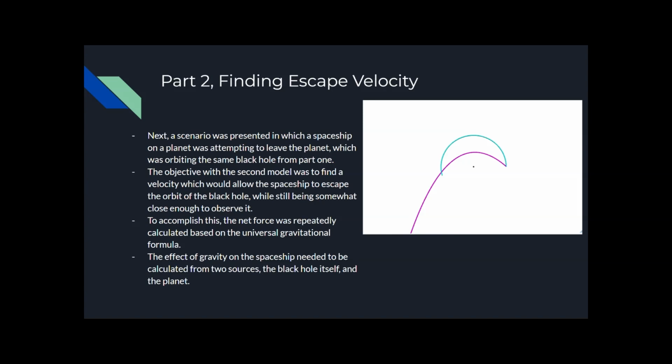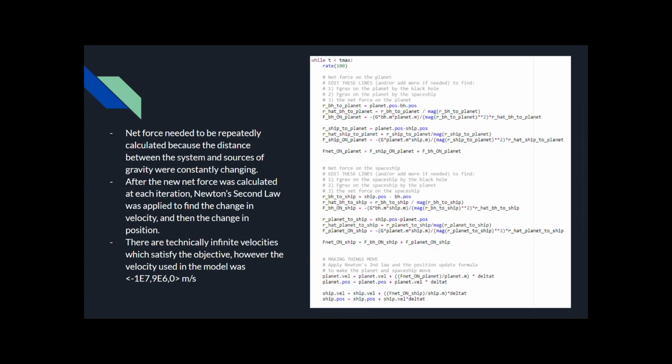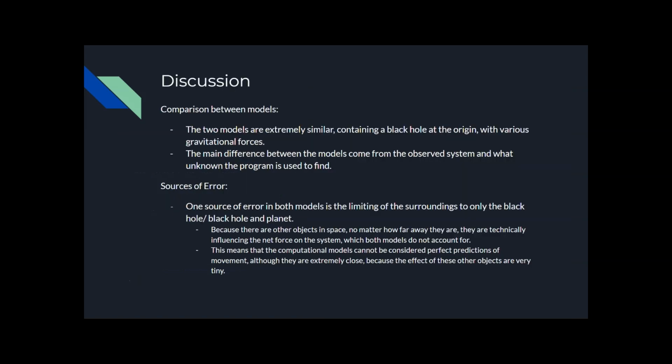The effect of gravity on the spaceship needed to be calculated from two sources, the black hole itself and the planet. Net force needed to be repeatedly calculated because the distance between the system and the sources of gravity were constantly changing. After the new net force was calculated at each iteration, Newton's second law was applied to find the change in velocity, and then the change in position. There are technically infinite velocities which satisfy the objective. However, the velocity used in the model was -1e7 in the x direction, 9e6 in the y direction, meters per second.